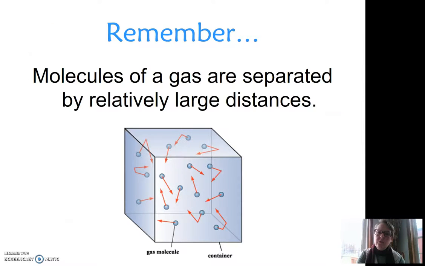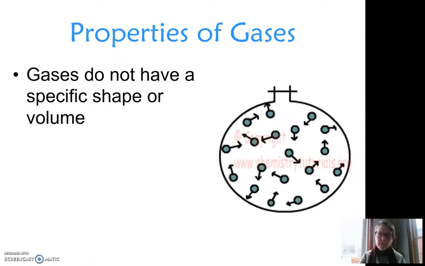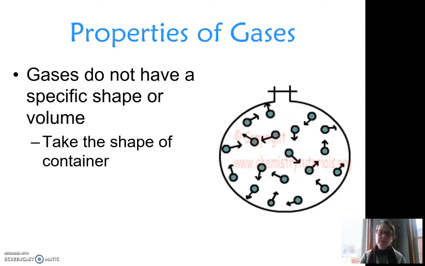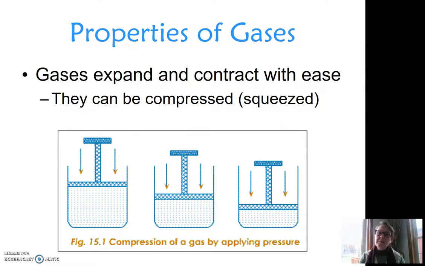So remember, molecules of a gas are separated by very large distances, and that's a really important point when we're thinking of the kinetic molecular theory. So we're going to look at properties of different gases. The first thing, remember, they do not have a specific shape or volume. They expand to fill the entire container, and they take the shape of whatever that container is. They expand and contract with ease, meaning we can squeeze them to a certain extent.